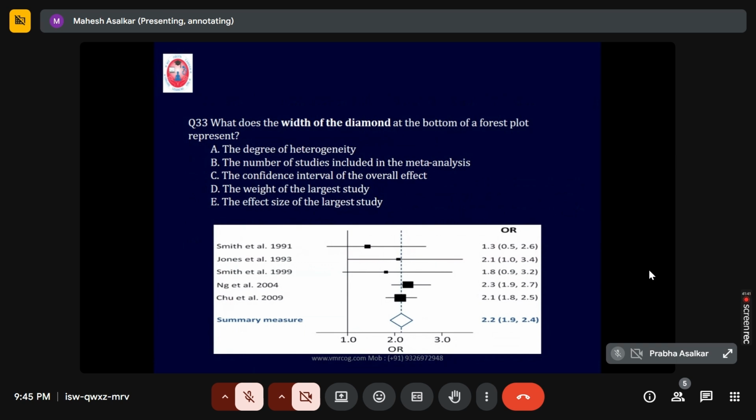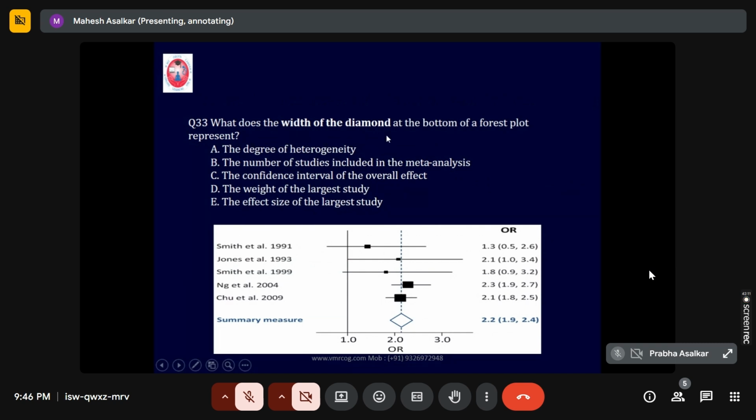Question 33. What does the width of the diamond at the bottom of a forest plot represent? Option A, the degree of heterogeneity. Option B, the number of studies included in the meta-analysis. Option C, the confidence interval of the overall effect. Option D, the weight of the largest study. Option E, the effect size of the largest study. B or A? I don't know, sir.